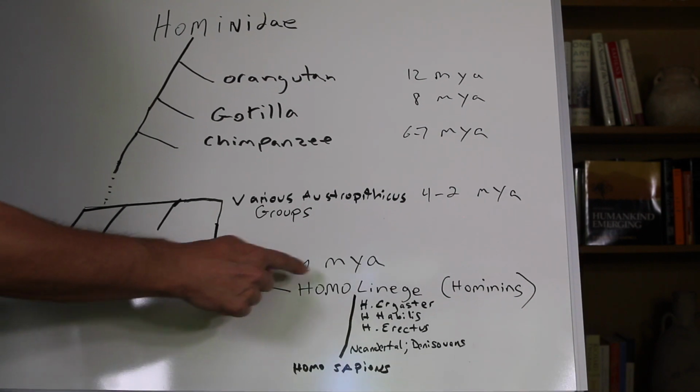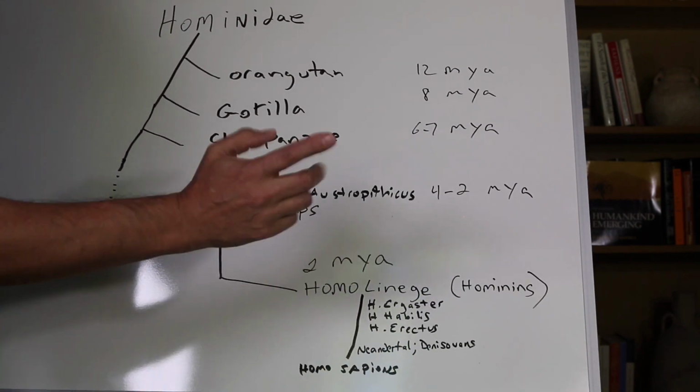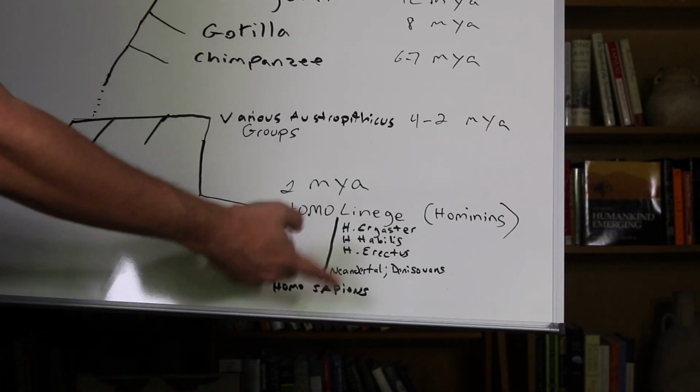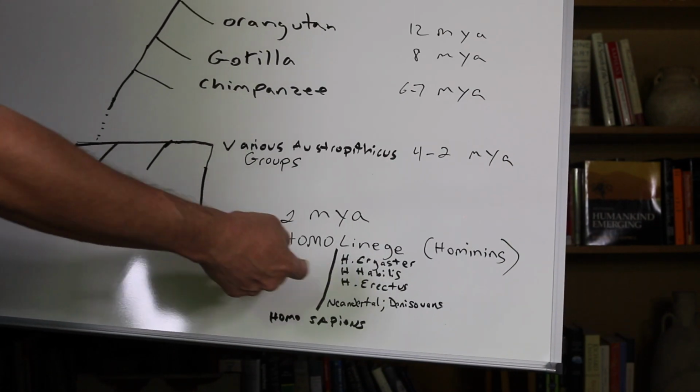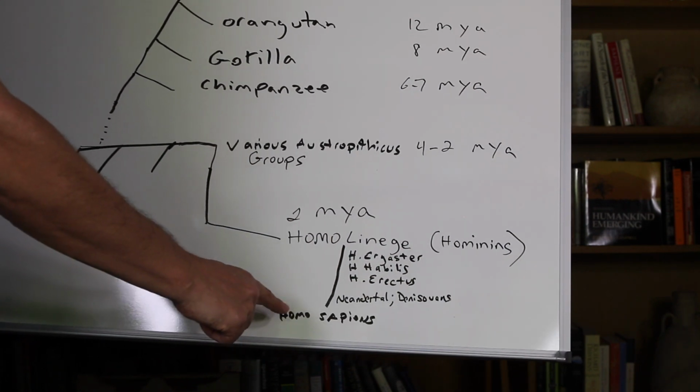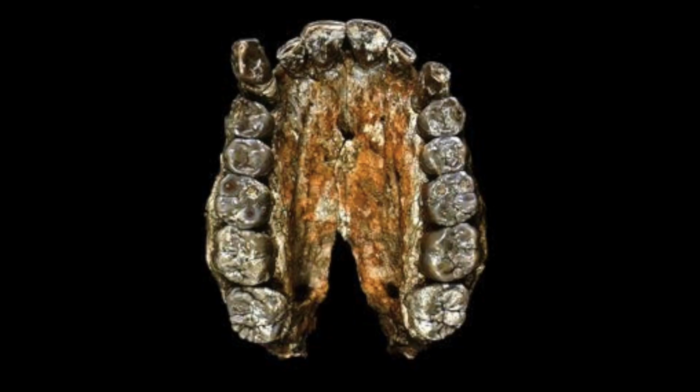And then finally the beginnings of the Homo line, the hominins, our line, 2 million years ago, with various members including Homo ergaster, habilis, erectus, Neanderthals, Denisovans, and Homo sapiens. So now have a look at the teeth of Australopithecus afarensis, commonly known as Lucy. Her species lived about 3 to 4 million years ago.